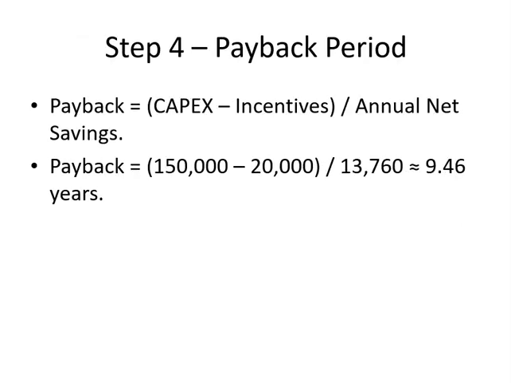Now let's jump to the payback period. Payback is simply the adjusted capex after incentives divided by the annual net savings. Here, that's $150,000 minus $20,000 divided by 13,760, which comes out as about 9.46 years, which is roughly acceptable. You're getting back your investment within 10 years, which is moderate.